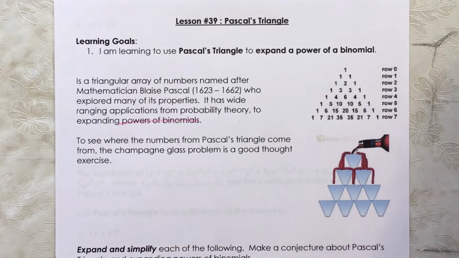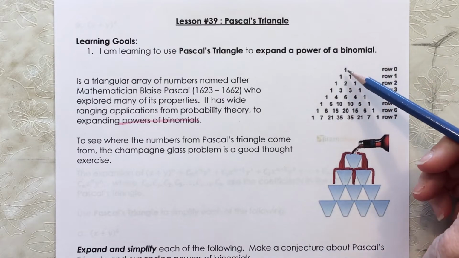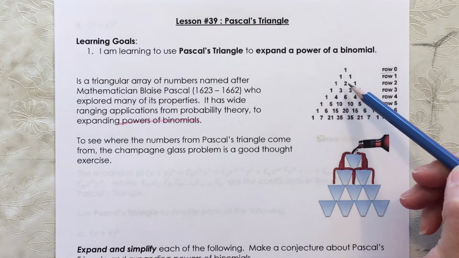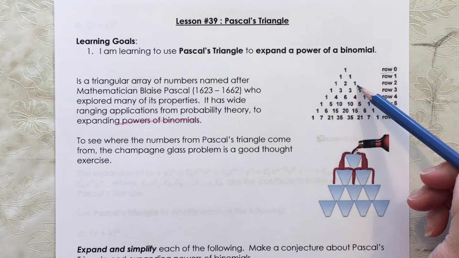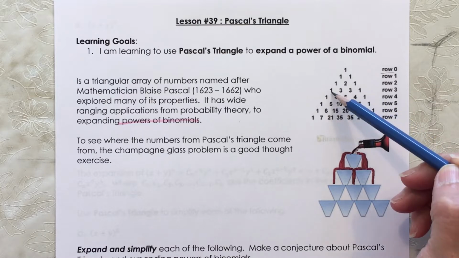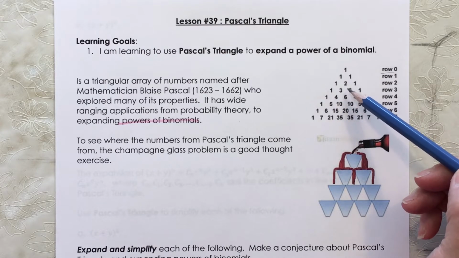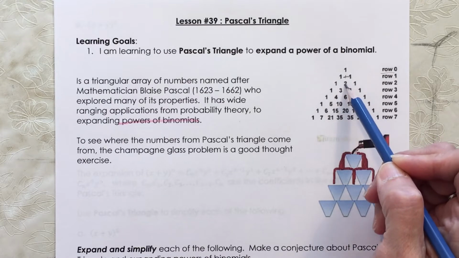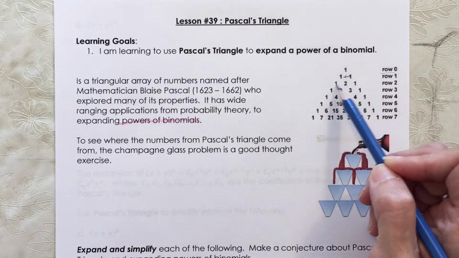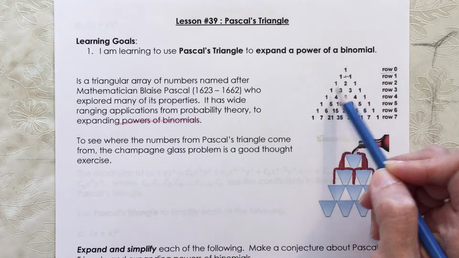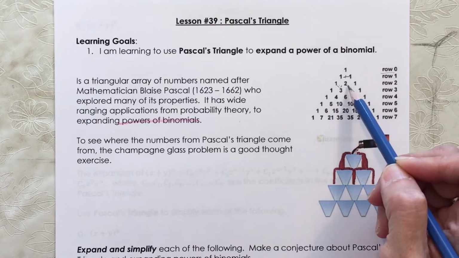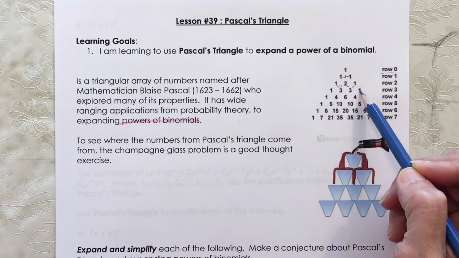So if you look at Pascal's triangle, it starts with a 1, and that's called row 0. The next row is 1 and a 1. The next row is 1, 2, 1. So each row starts with a 1 and ends with a 1. How do you get the numbers in the middle? 1 plus 1 gives you this 2 in the middle. And then here we start with a 1. 1 plus 2 gives you this 3. 2 plus 1 gives you that 3. And then you end with a 1.